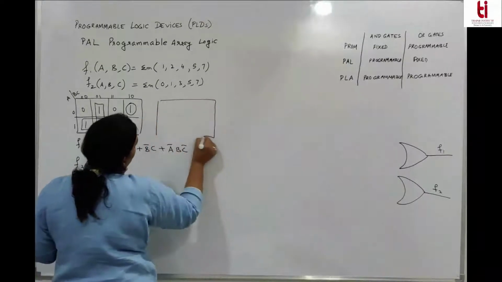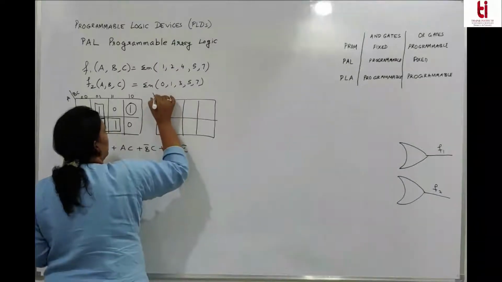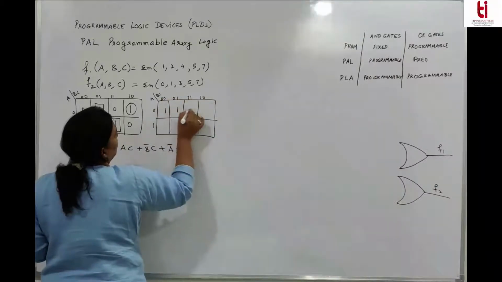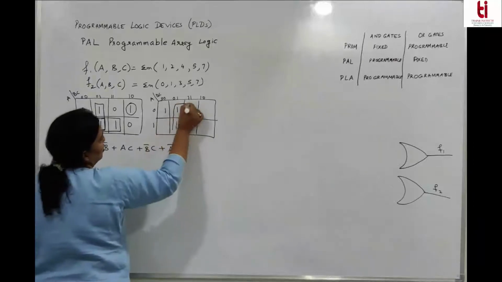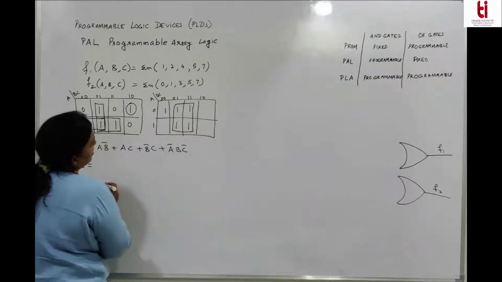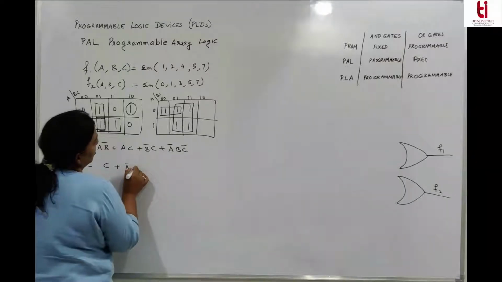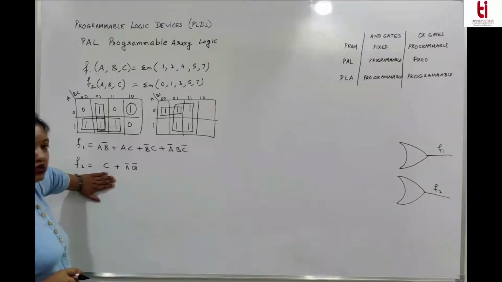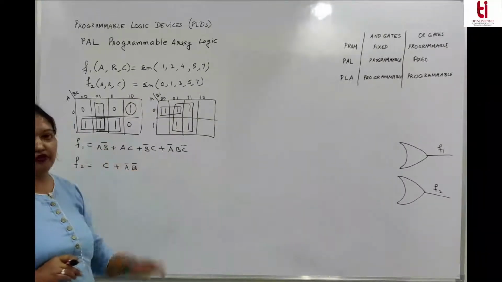If you have F2: 0, 1, 2, 3, 4, 5, 6, 7. So what do you get? This is one quad. A changes, B changes, C. And this is one pair, A bar, B bar. Here F2 has 2 terms and F1 has 4 product terms. But to get F1 we have only 3 inputs. It can only take 3 product terms. What about the 4th one?